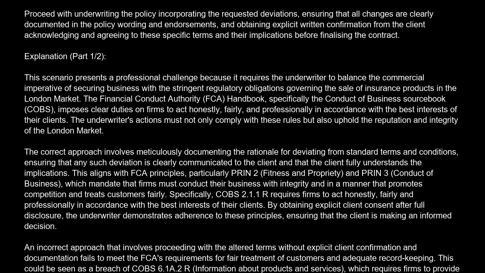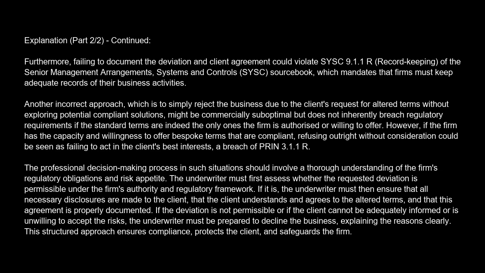This could be seen as a breach of COBS 6.1A.2R, Information about products and services, which requires firms to provide clear, fair, and not misleading information. Furthermore, failing to document the deviation in the client agreement could violate SYSC 9.1.1R, record keeping, of the senior management arrangements, systems and controls sourcebook, which mandates that firms must keep adequate records of their business activities.